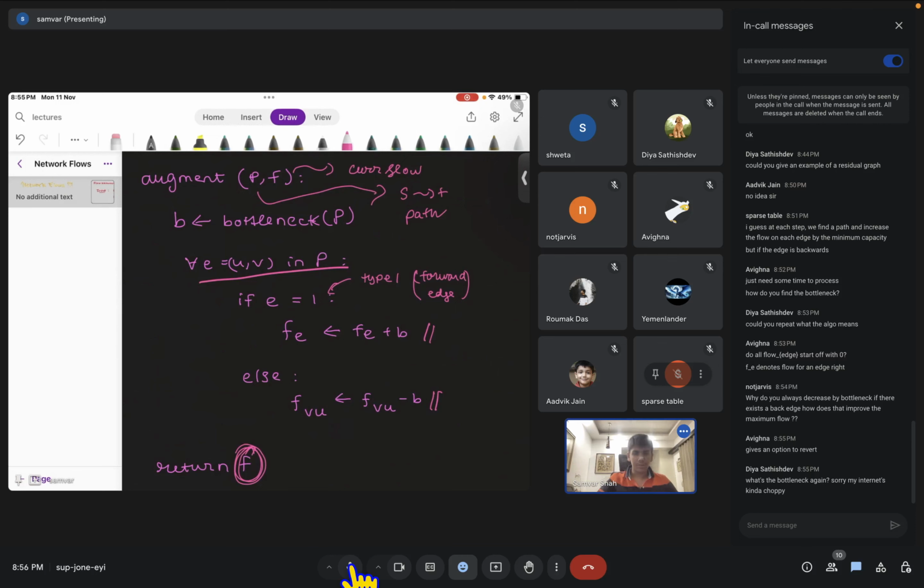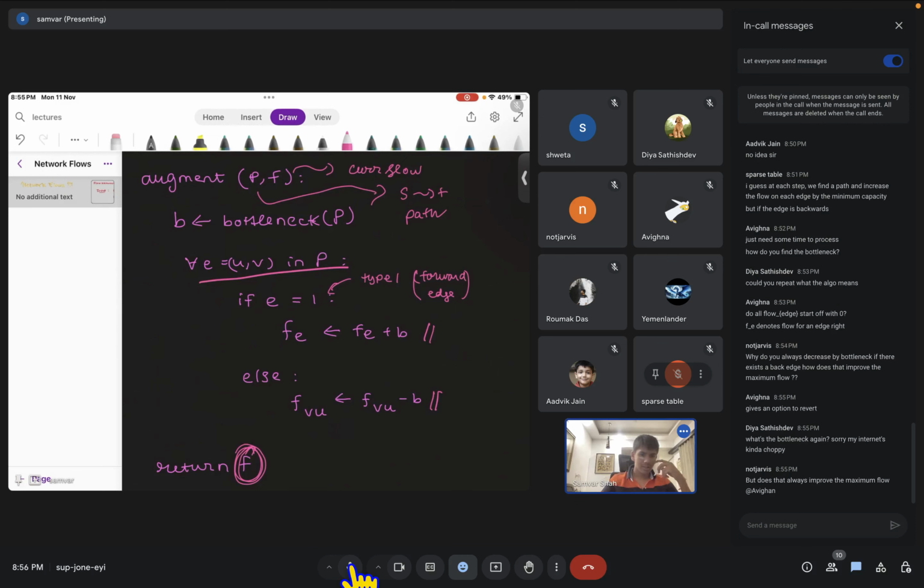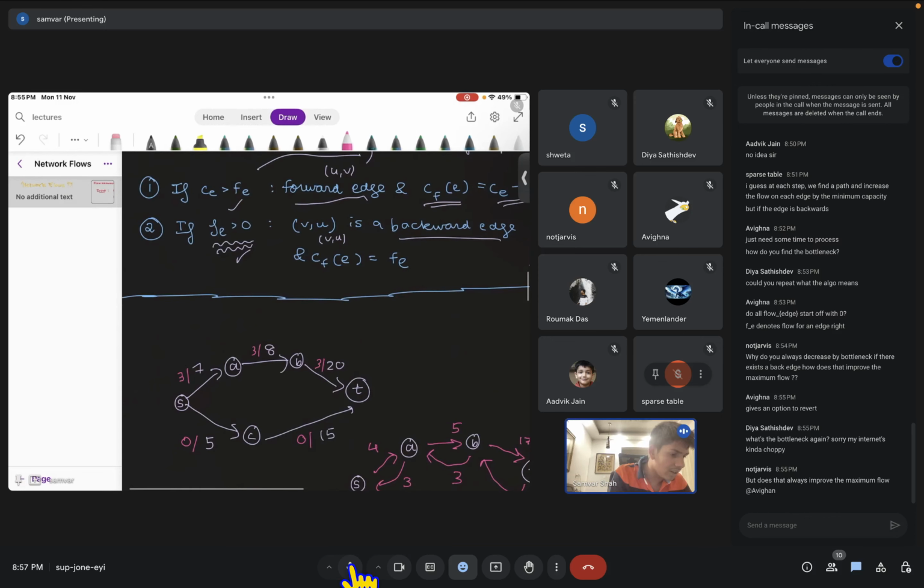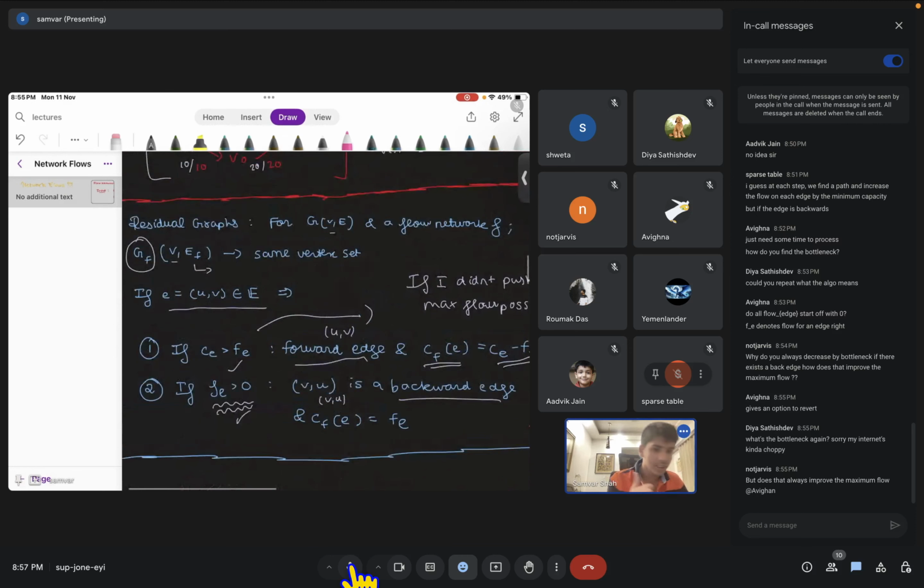Yeah, no problem. By the way, for the internet. Look, it's an option. The whole point of the entire residual graph system is that given the backward edges, you have an ability to revert. You can pull back flow, right?